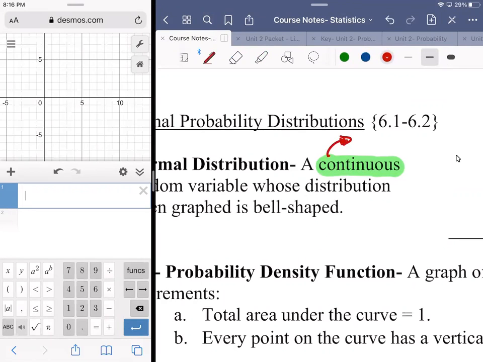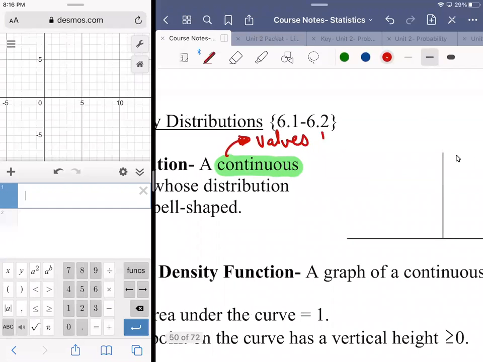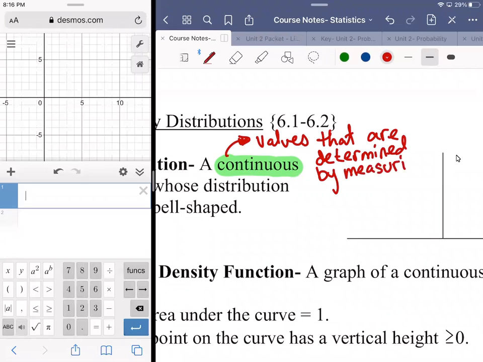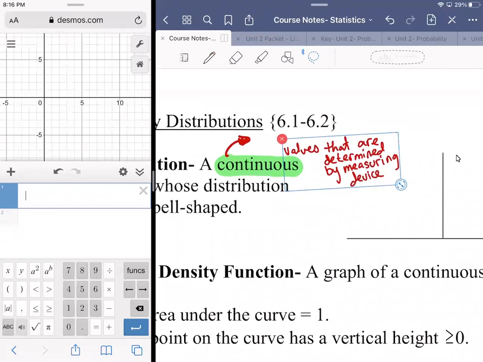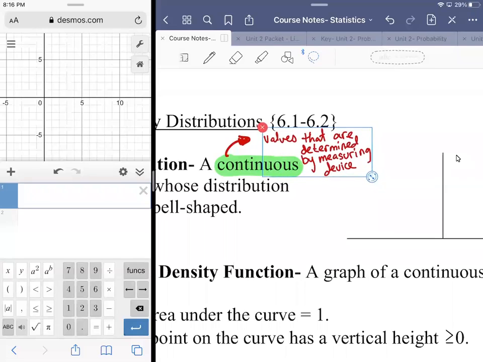Continuous values that are determined by a measuring device. All right. In the past, I would go with the definition as values that are determined by measurement, and that only confused people. So by some sort of measuring device.